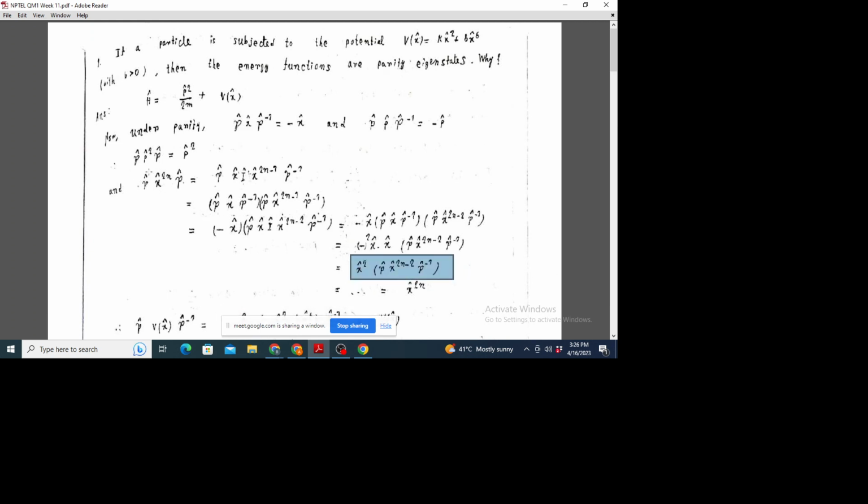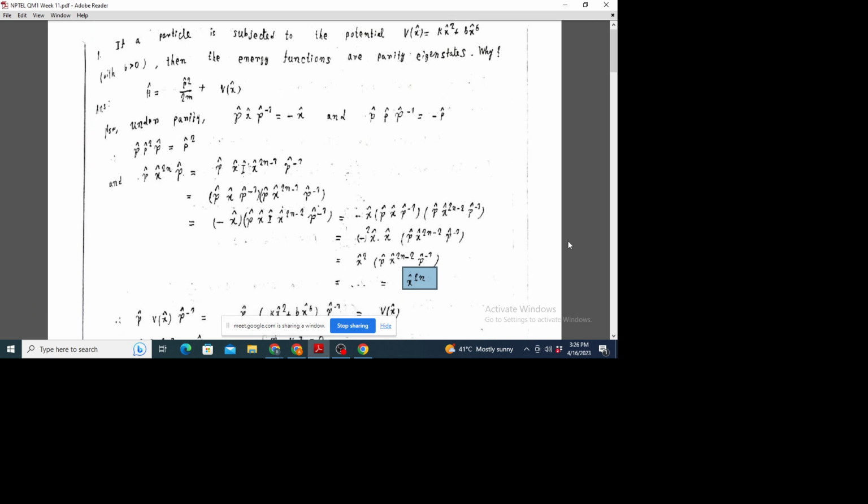So starting from p x to the power 2n p inverse, actually we reach x square multiplied by p x to the power 2n minus 2 p inverse, and we can go on to do this until we have exhausted all the x to the power 2n powers, and that will give you x to the power 2n. So we have just proved our intuitive expectation that x to the power 2n should be parity even. So this is just intuitive expectation that we have just proved.